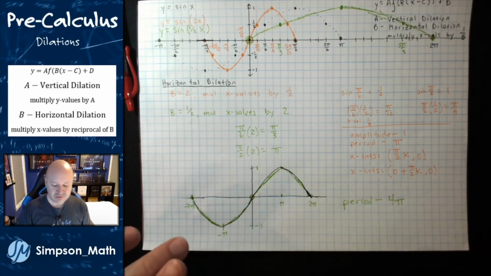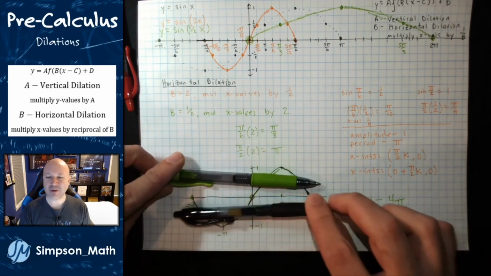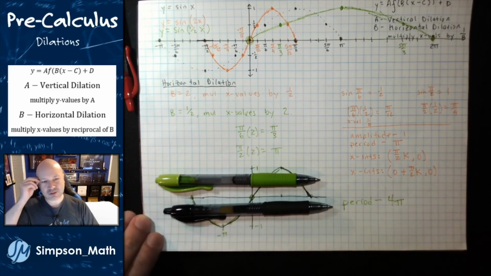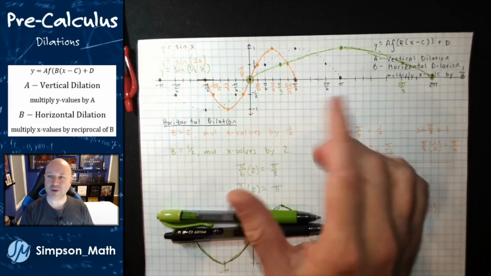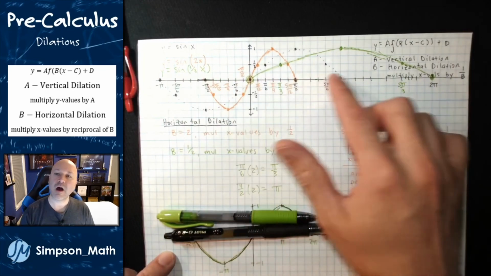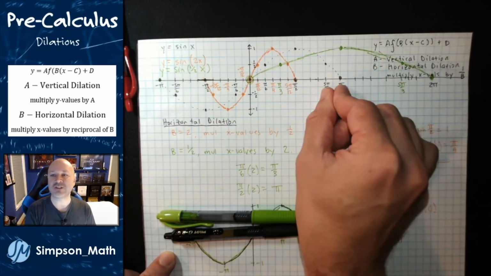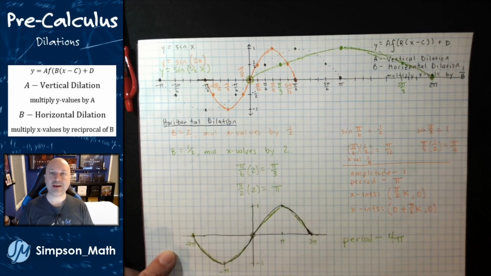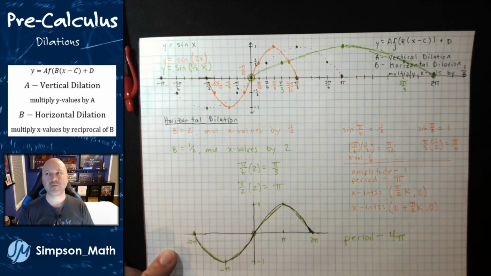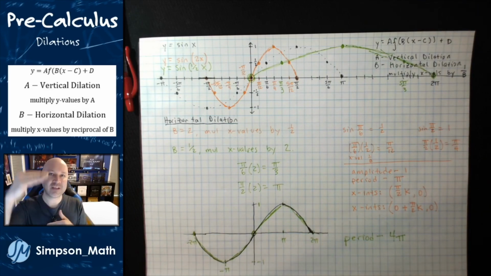All right. If you weren't comfortable with that, that's okay. Put that in the back of your mind, start to think about it. But use the transformation rules for A and B to quickly take your parent graphs and start to transform them. And as you do so, ask yourself those same questions. Did this change the period? If so, what is it? Did this change the amplitude? If so, what is it? Were my x-intercepts affected? Did my y-intercept change?